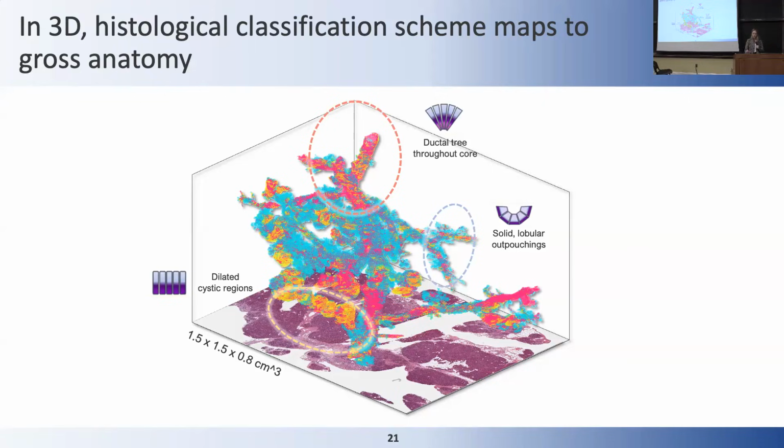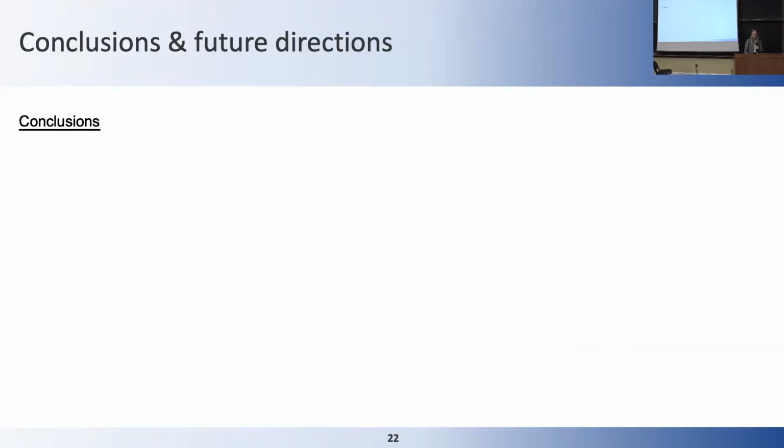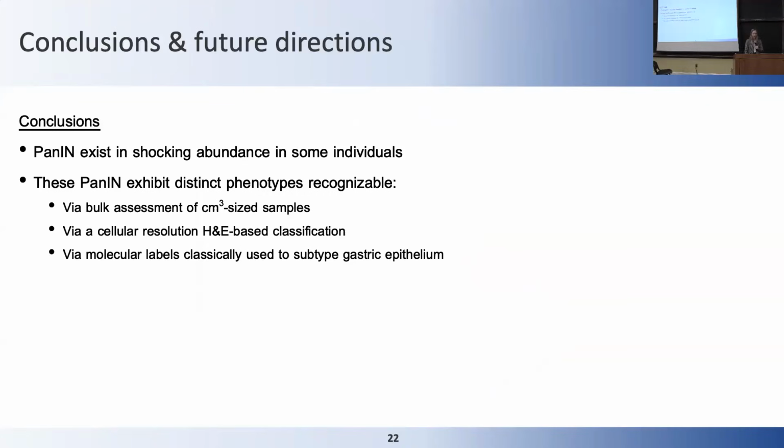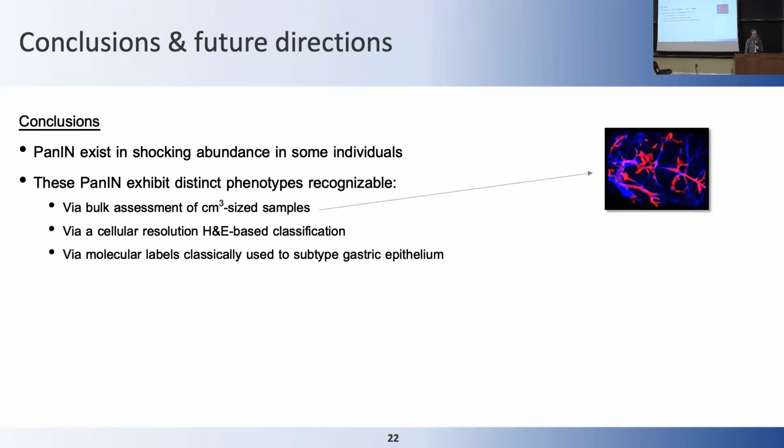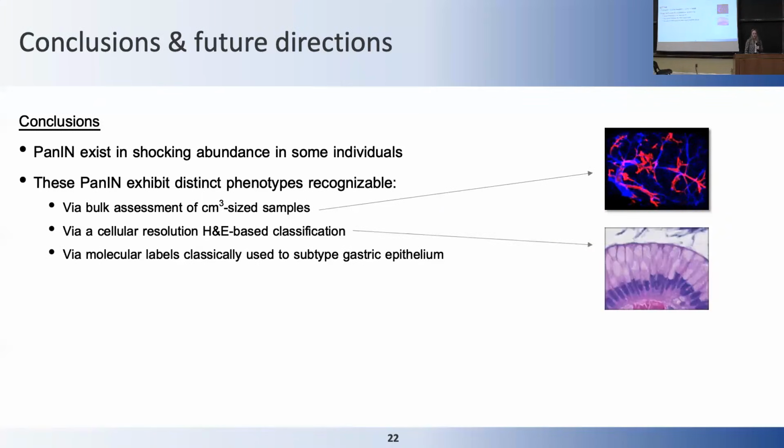And she just got to this point about a week ago, so we have some conclusions and next steps on this study. So we found in the past that pannin exist in a shocking abundance in human tissues. And when we can subtype these pannin into these distinct phenotypes, they can be identified on the global scale within H&E and using antibodies, validating that something biological is going on.